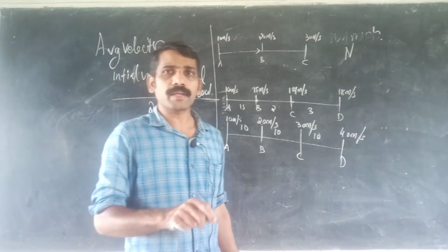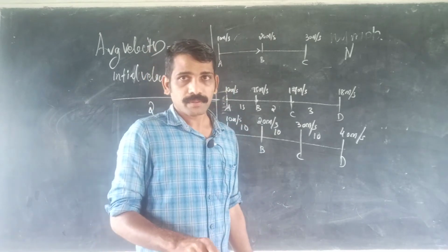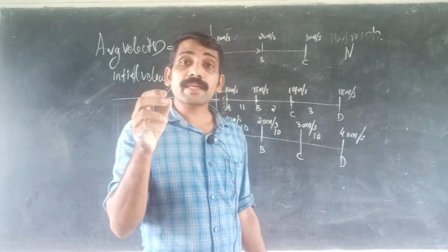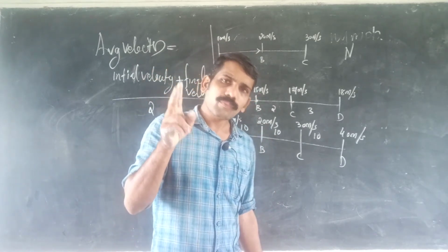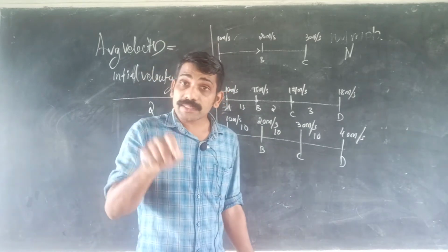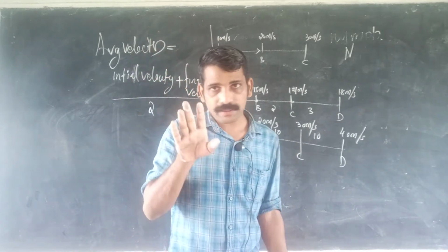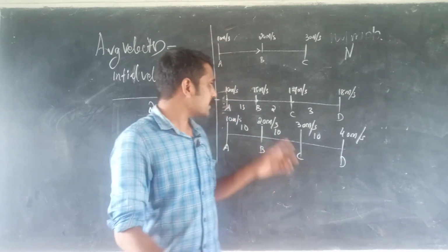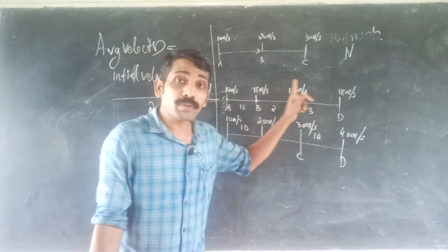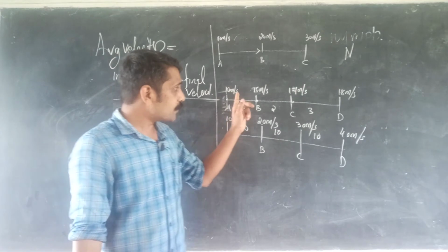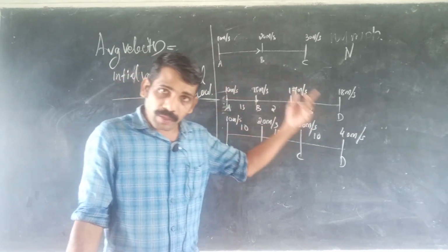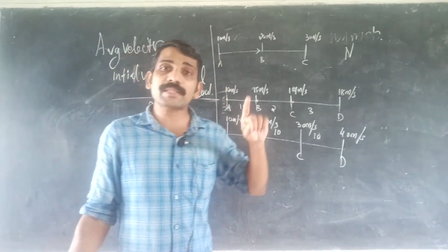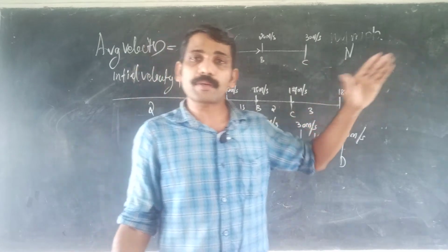Average velocity is found when the velocity is not constant. Velocity can be variable. Average velocity is found when velocity is variable, when velocity is different. Velocity can be variable in two ways. First, velocity can vary at a non-uniform rate, and then average velocity is found by total displacement divided by total time.